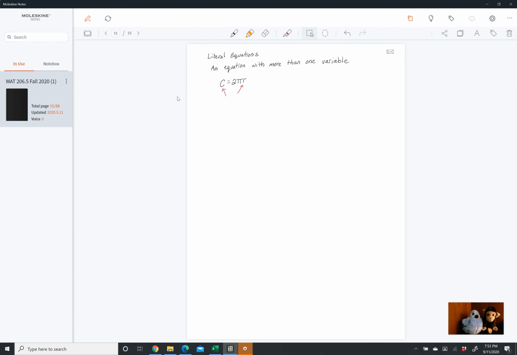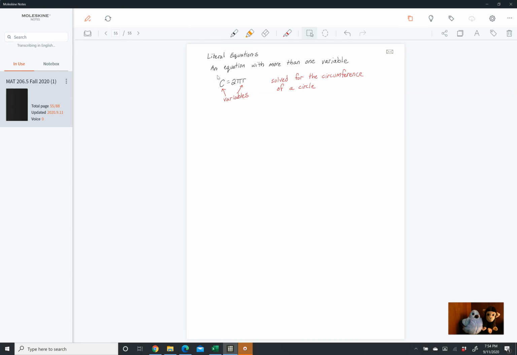Remember, pi is an actual number, right? Pi is 3.14159, and so forth. So these are our variables. And right now, this is solved for C. So this is solved for the circumference. We say that because C is what's all by itself on one side of the equal sign, right?